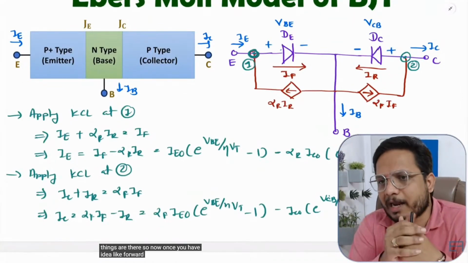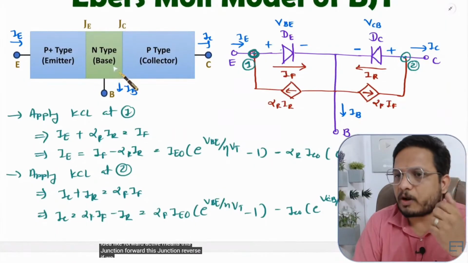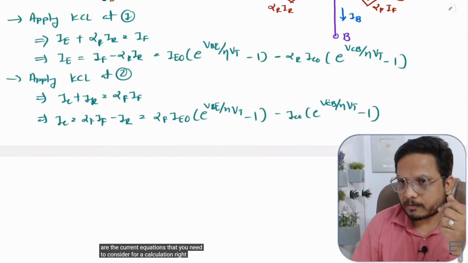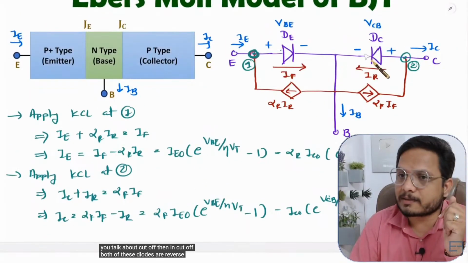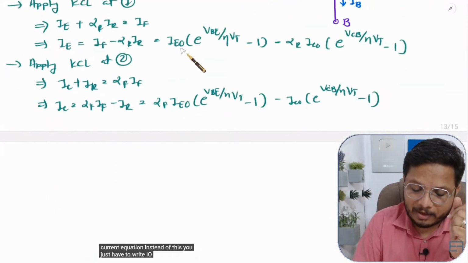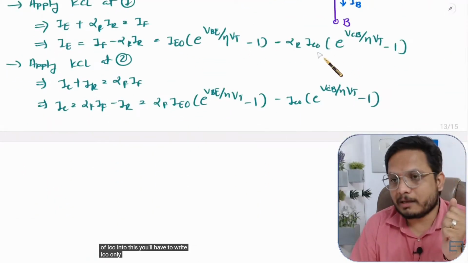So now once you have an idea, forward active means this junction forward, this junction reverse. If you talk about saturation, both are forward. So as both are forward, these are the current equations that you need to consider for calculation, right? If you talk about cutoff, then both of these diodes are reverse. So as both are reverse, in this current equation, instead of this, you just have to write IE only, and instead of ICO into this, you have to write ICO only, right? So that is how things are.